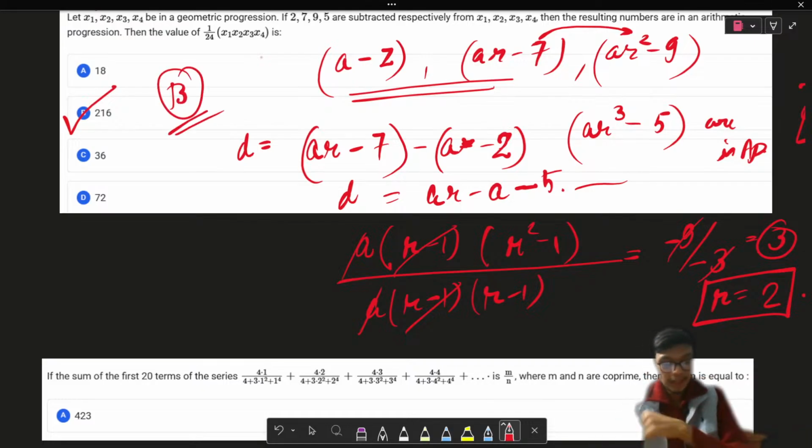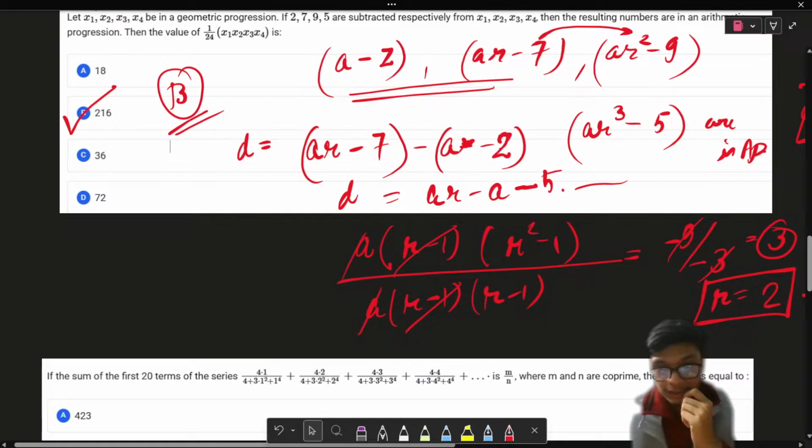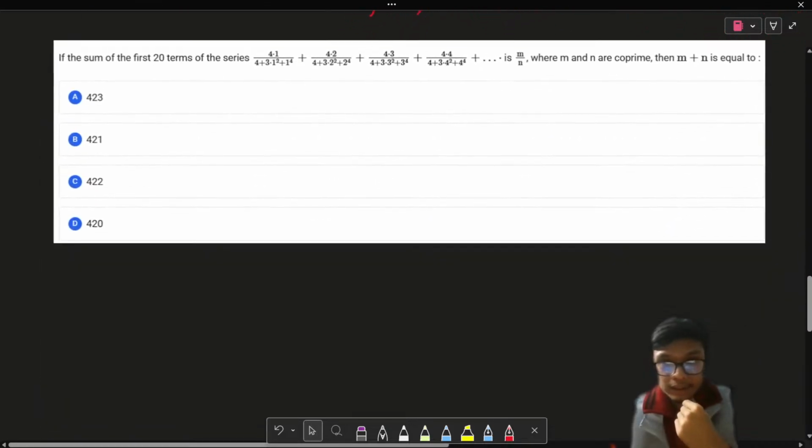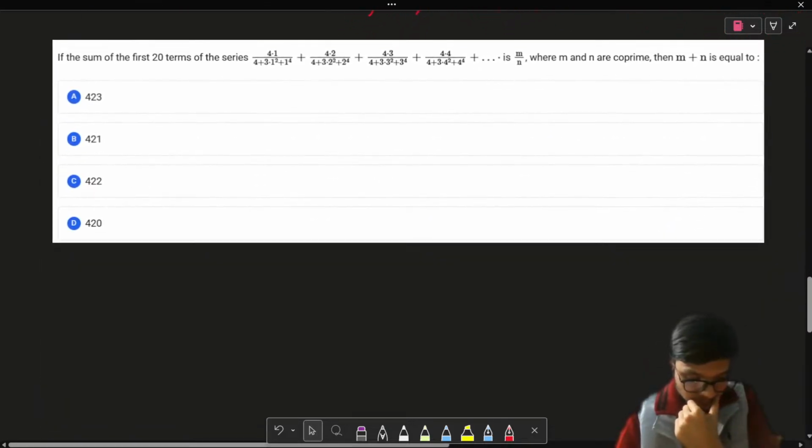Okay, I hope this is clear to all of you. Is this part clear? So let us now move quickly to the fifth problem. I assume this is clear, so let's move to the fifth problem.